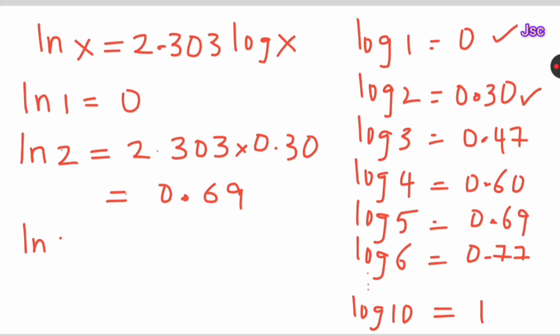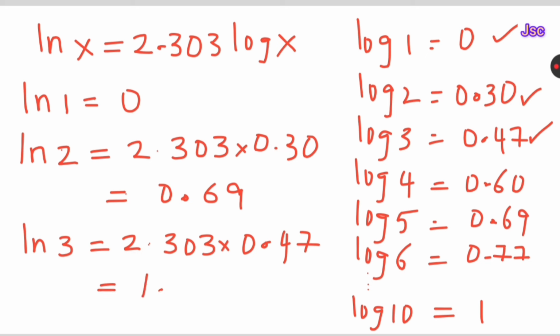Similarly, ln 3 is equal to 2.303 times log 3. Log 3 value is 0.47. After multiplication, you will get 1.08. Like that, you can simply find ln values for 1 to 10. This approach is much simpler and more spontaneous than trying to memorize natural log values.